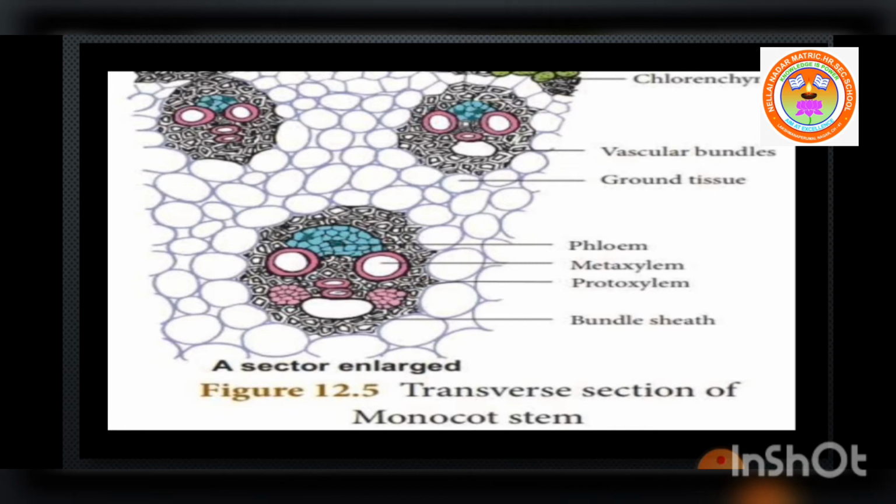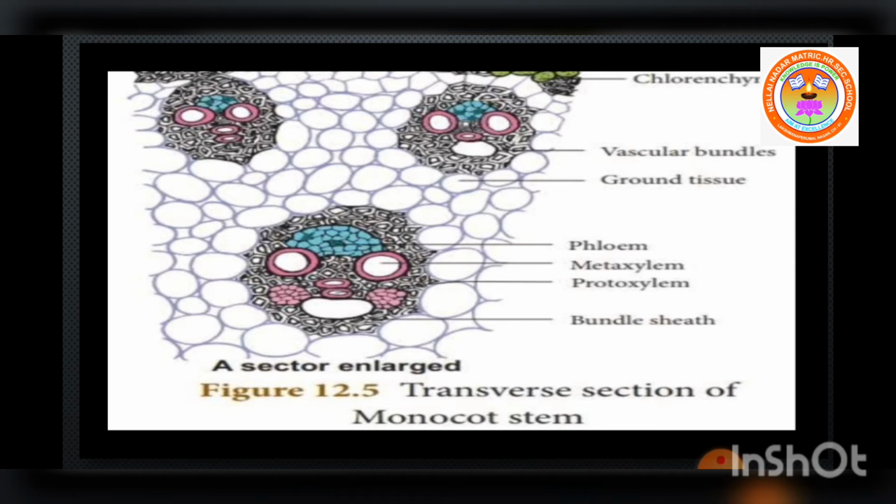Next to that, we can see xylem. Xylem vessels are arranged in the form of the letter Y. The two metaxylem vessels are located at the upper two arms, and one or two protoxylem vessels at the base.